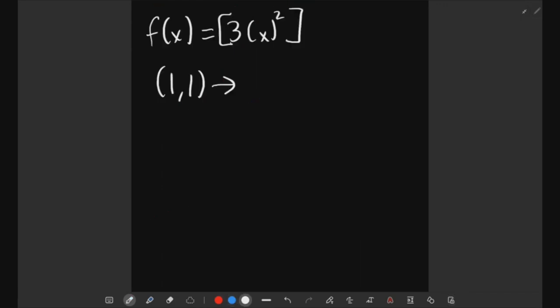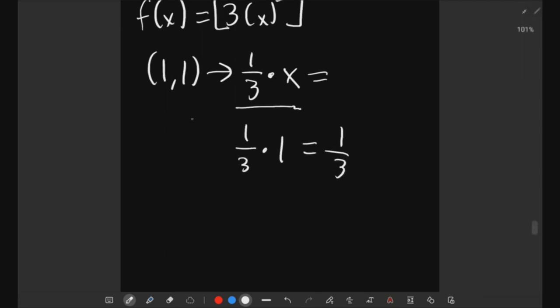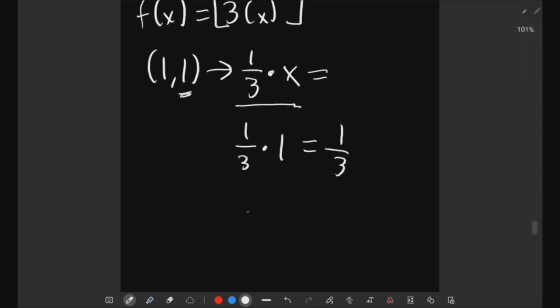For this one right here, this is a horizontal shrink because I have a 3 over here. So to get the value I need in the graph, I would just multiply by 1/3. And the result I get here would be the value for x I need for the graph. So right here it would be 1/3 times 1 equals 1/3. And since nothing is happening to the y again, well, it would just be 1/3, 1.